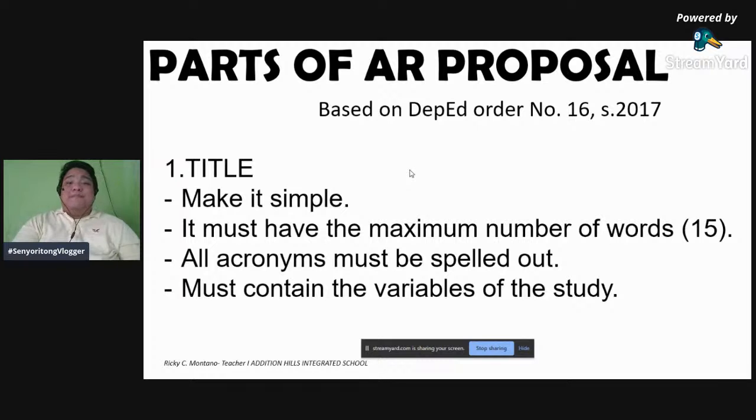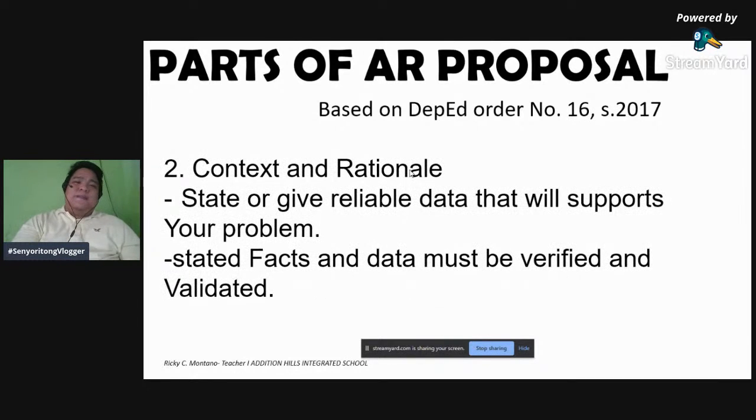So it must have the maximum number of words, which is 15. All right. So all acronyms must be spelled out and must contain the variables of the study, of course. So the title itself must explain your study, right? Next is context and rationale.